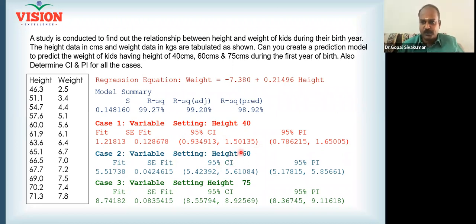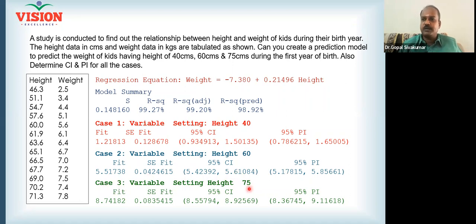Similarly, case 2. In case the height of the baby, through the scanning, is 60 mm, what could be the weight? Oh, now the weight is good, 5.5. That means the baby is just born or almost at the delivery stage. So now the confidence interval is this much. Prediction interval is here.